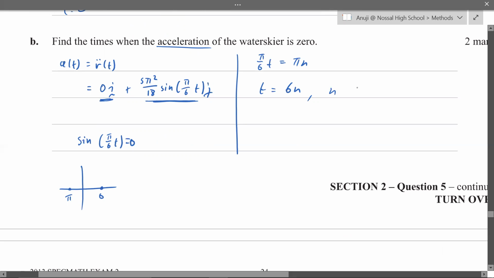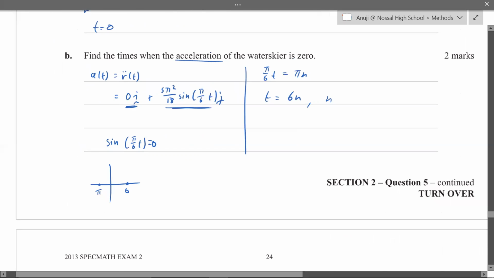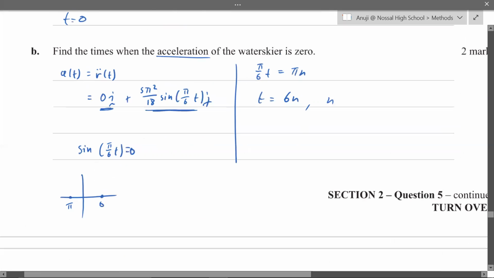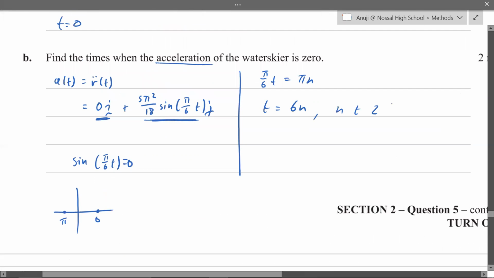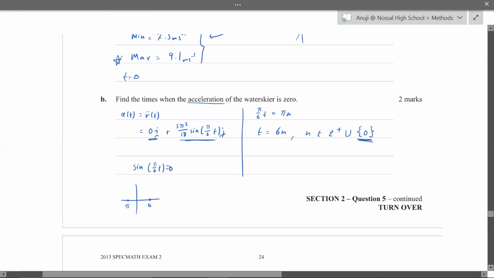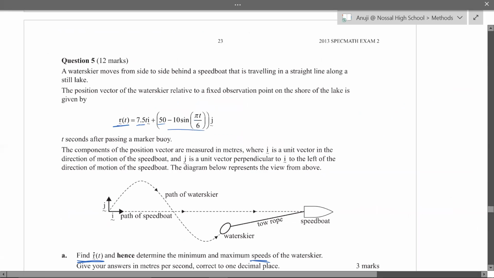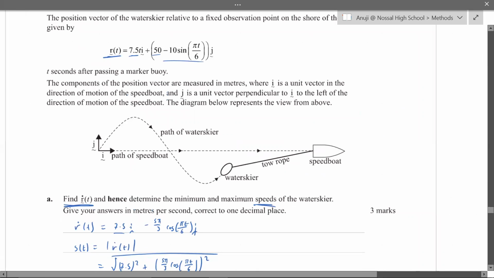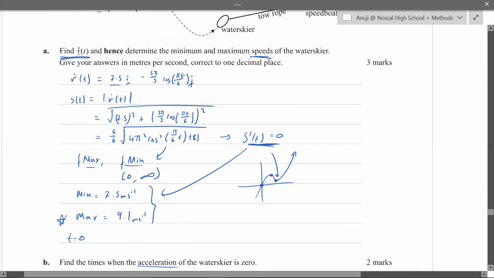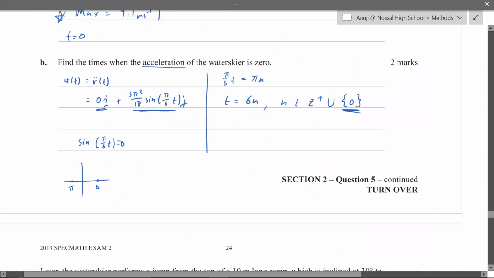And n, since we're talking about time, has to be greater than 0. So n has to be an element of the positive integers. But you could also include when n is 0. But the answer guide, I'm pretty sure, said you don't have to include the 0 part. It didn't say anything about how you couldn't, so I guess maybe they just accepted it.